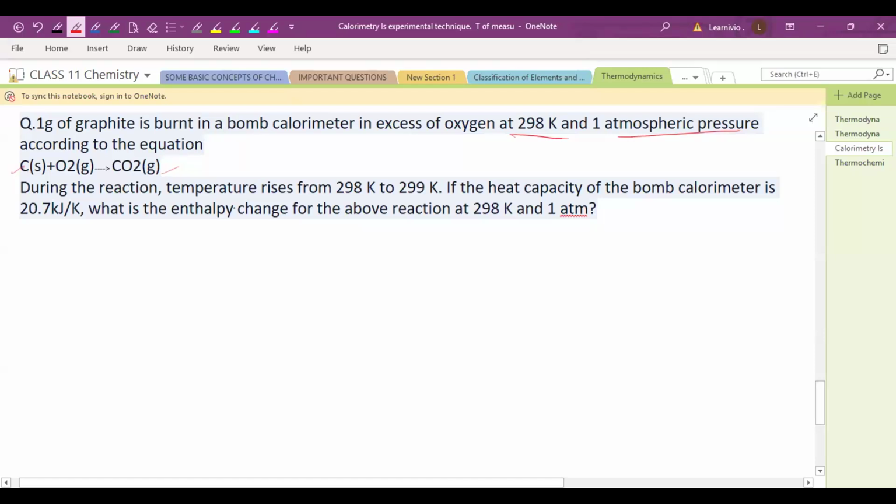During this reaction, the temperature rises from 298 Kelvin to 299 Kelvin. If the heat capacity of the bomb calorimeter is 20.7 kilojoule per Kelvin, what is the enthalpy change? Here they have asked for the enthalpy change, not the internal energy change, from the above reaction at 298 Kelvin and 1 atmospheric pressure. Do you want to try this? Just try to solve this. It's very easy.